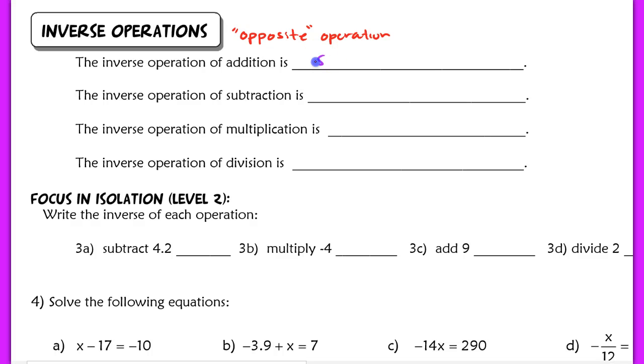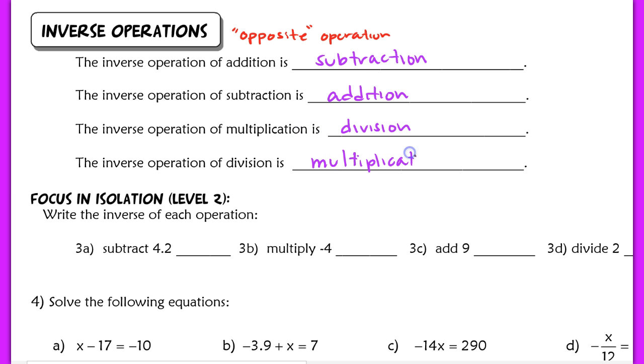Well, that is subtraction. The opposite of adding something is to subtract something. The inverse operation of subtraction then would be addition. So the opposite operation, when you see that word, you can think of opposite. The opposite operation of subtraction is addition. The inverse operation of multiplication is going to be division, which means that the inverse operation of division is multiplication.